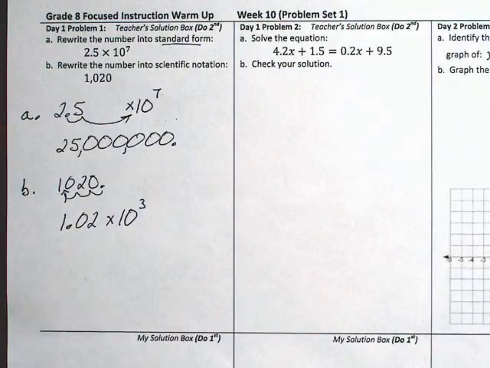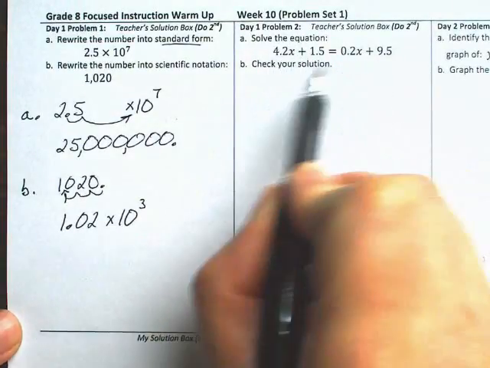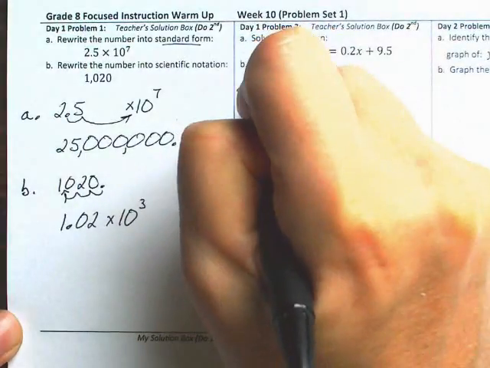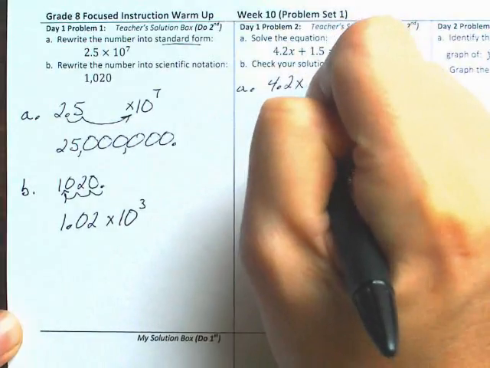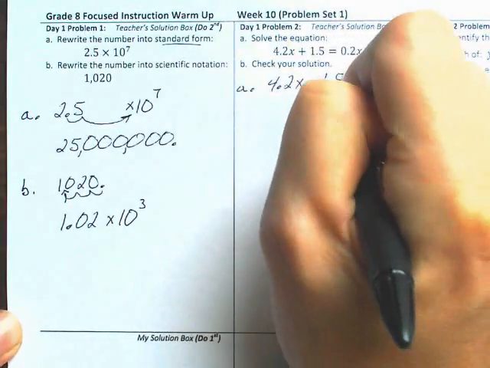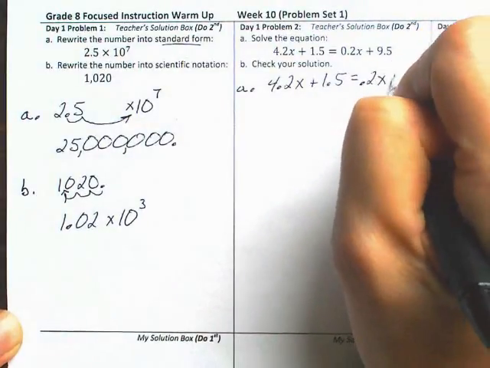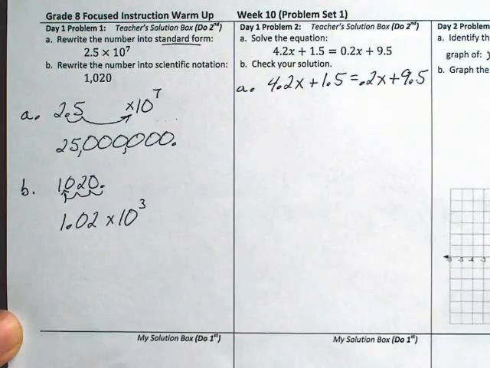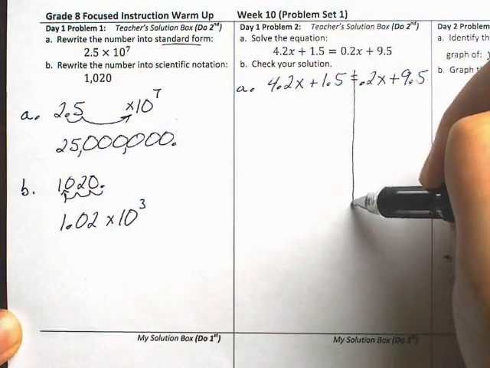Now day 1, problem 2. Solve the equation, and here is the equation, and part B, check our solution. So in part A, let's copy that equation down. All right, there it is. And here's the equal symbol separating the left side from the right side.